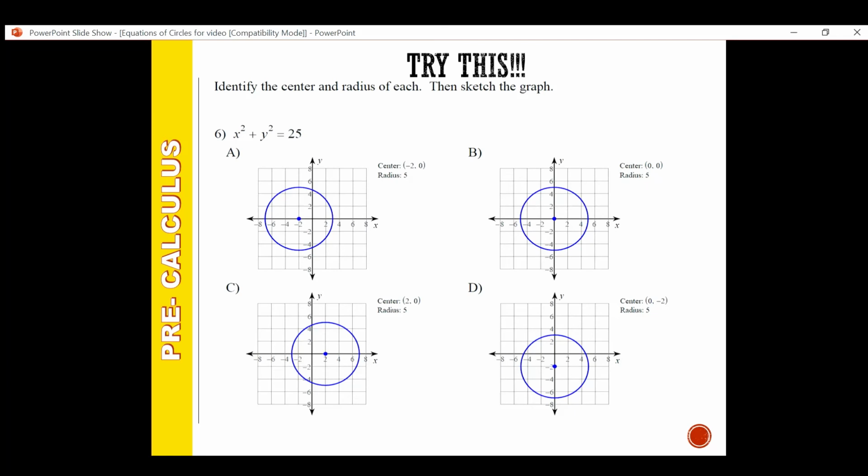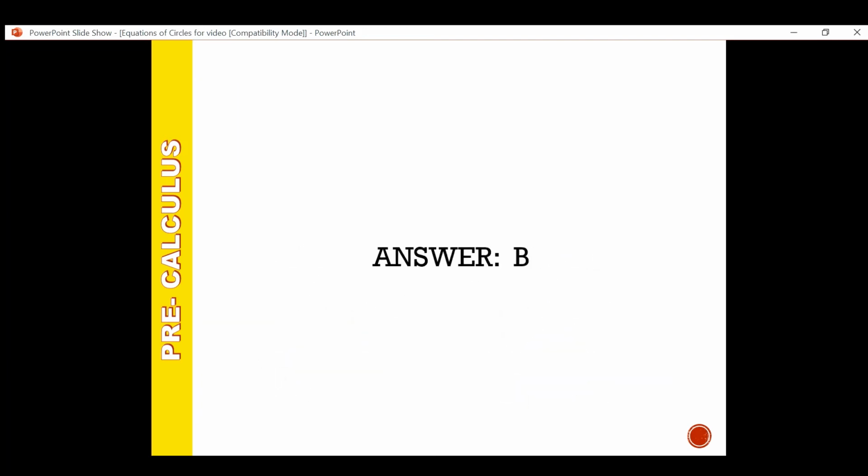Okay, for number 6, x squared plus y squared equals 25. What is the center and radius and the graph of the circle? So, pwede nyong gawin sa paper, class. Then, pause nyo yung video. Then, later, makikita natin yung tamang sagot para makapag-practice. Okay, so the answer is letter B.